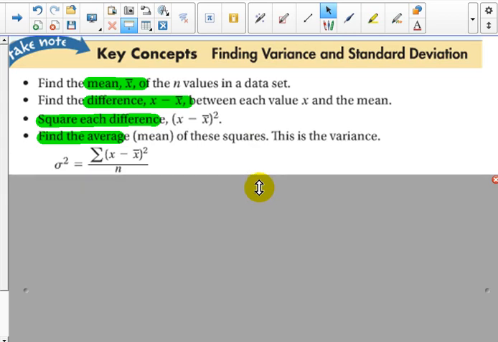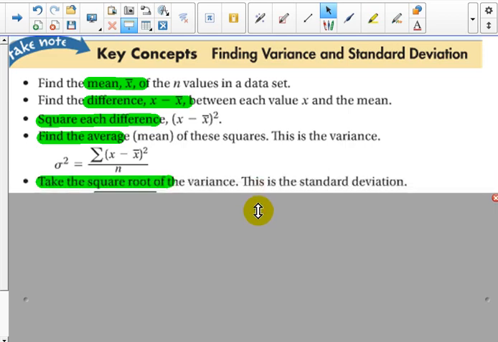This is what it looks like. So sigma squared, which we said was variance, is equal to, and the sideways m is a summation symbol. It means the sum of, it means I'm going to add up all of these, the data item minus the average squared, all divided by the number of items. And we'll work with this in detail in just a minute.